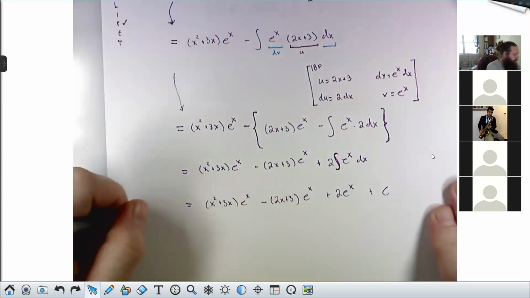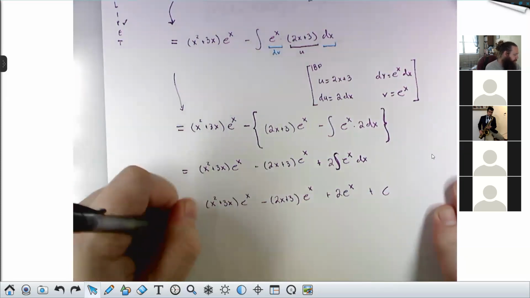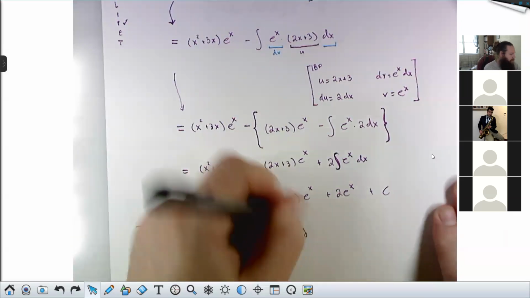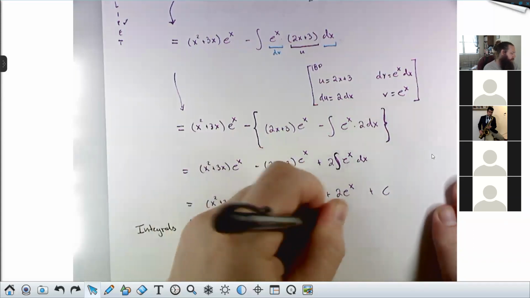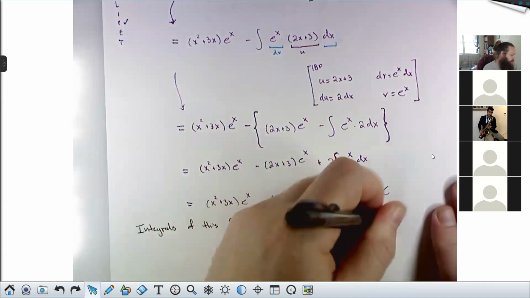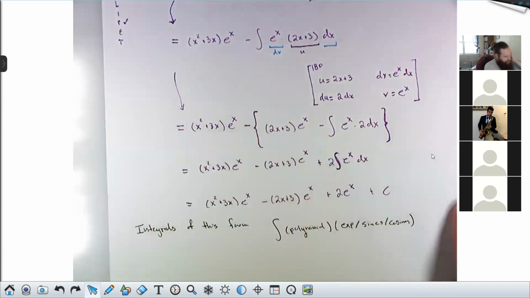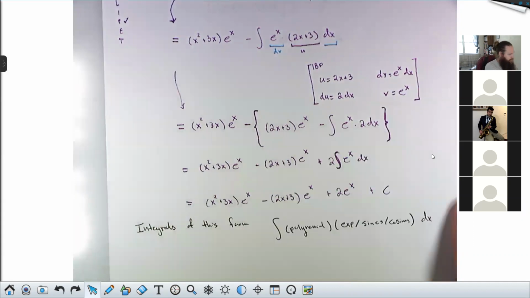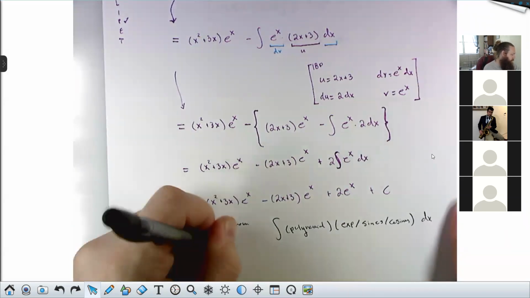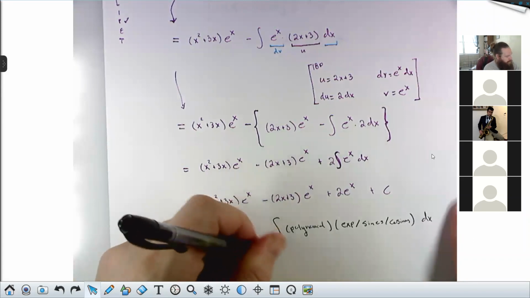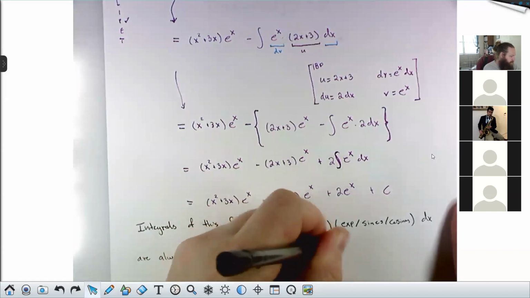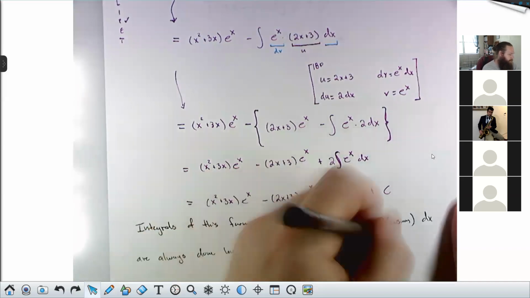So integrals of this form, like polynomial times exponential or sine or cosine dx or whatever, are always done this way, by running IBP multiple times, which is determined by the degree of the polynomial.